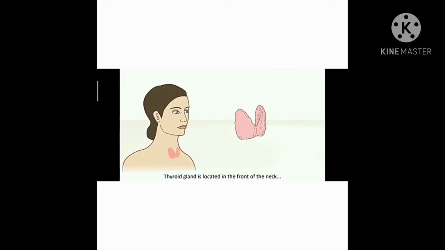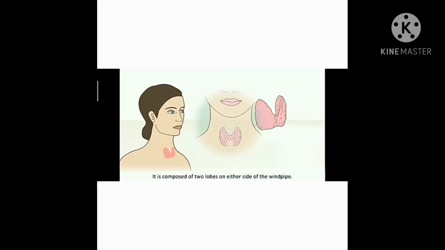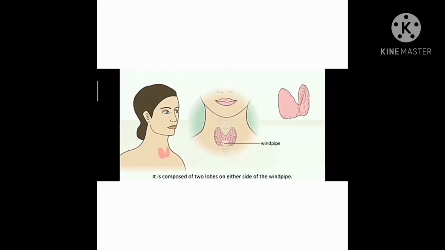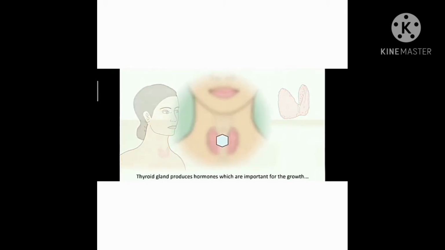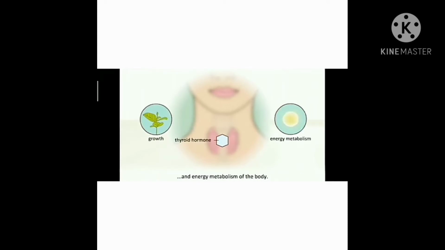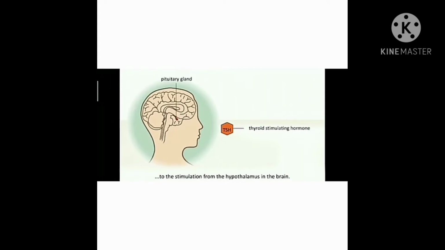The thyroid gland is located in the front of the neck just below the thyroid cartilage known as Adam's apple. It is composed of two lobes on either side of the windpipe. Despite its small size, the thyroid gland has important tasks. The thyroid gland produces hormones which are important for the growth and energy metabolism of the body. The production of thyroid hormones is controlled by another hormone called the thyroid stimulating hormone or TSH. TSH is secreted by the pituitary gland in response to stimulation from the hypothalamus in the brain.